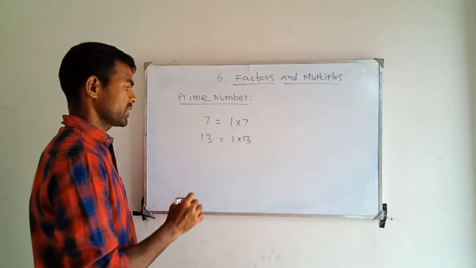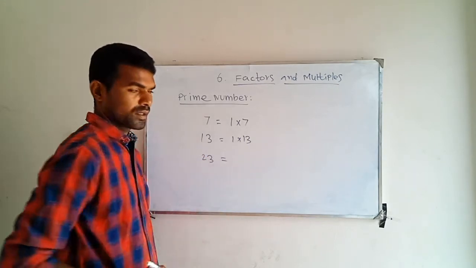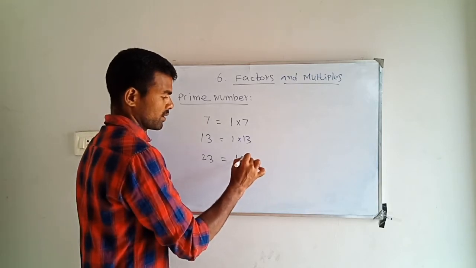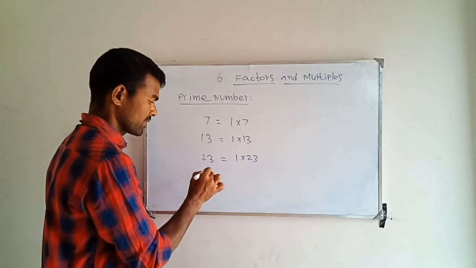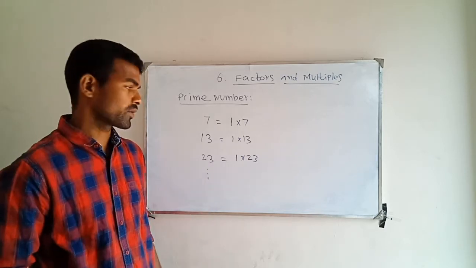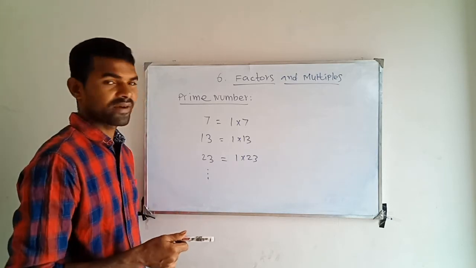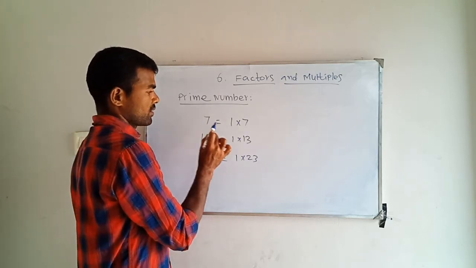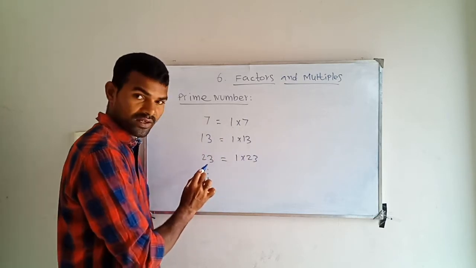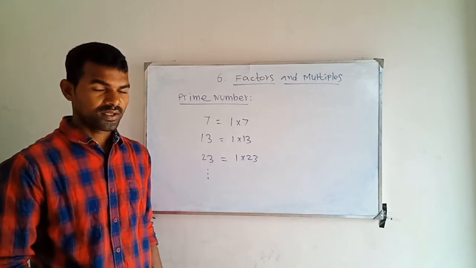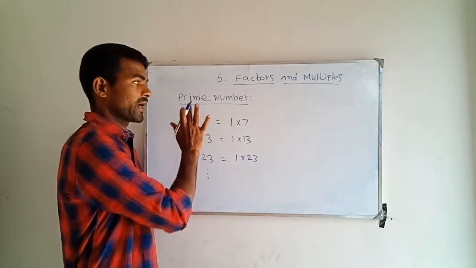Next, let us see a number like 23. We will get 1 and 23. So the numbers keep going like this. The prime numbers are infinite. You can find the factors: for 7, 1 and 7. For 13, 1 and 13. For 23, 1 and 23. So now you can identify what a prime number is.